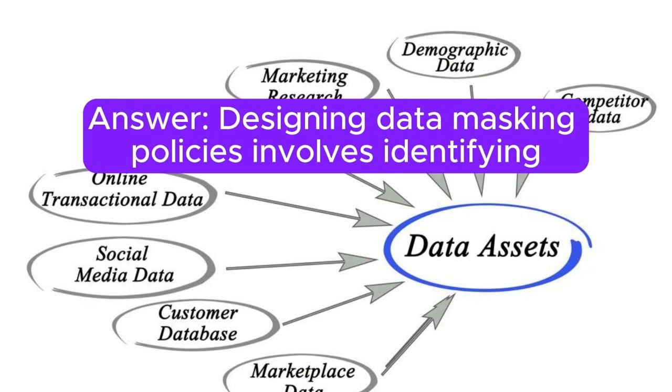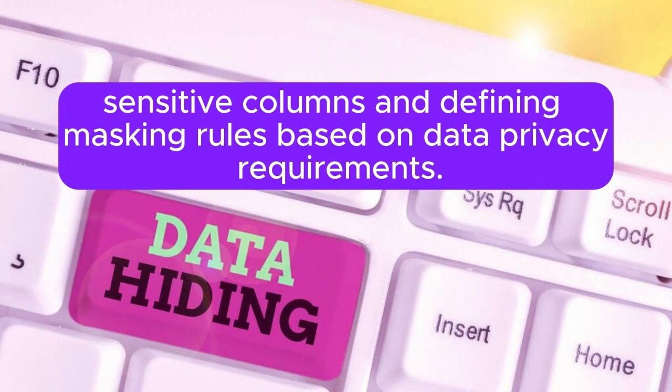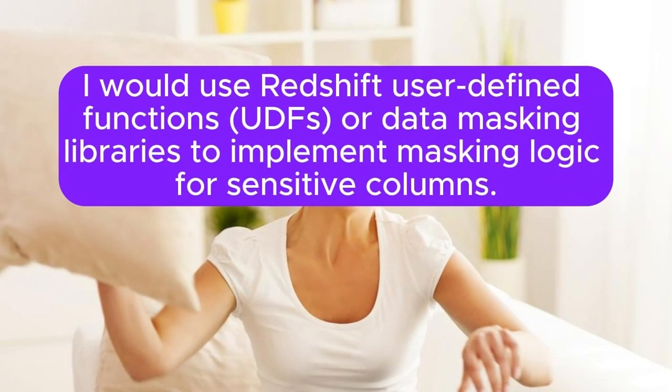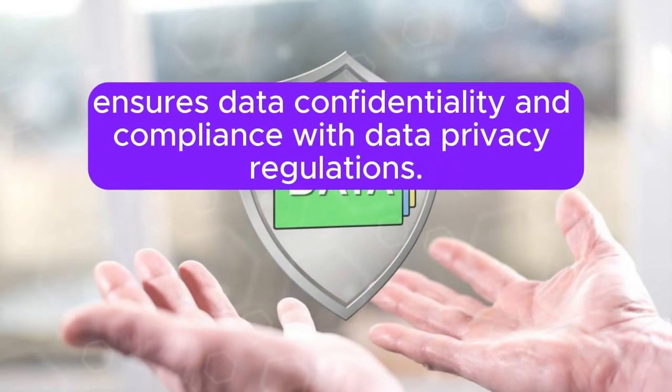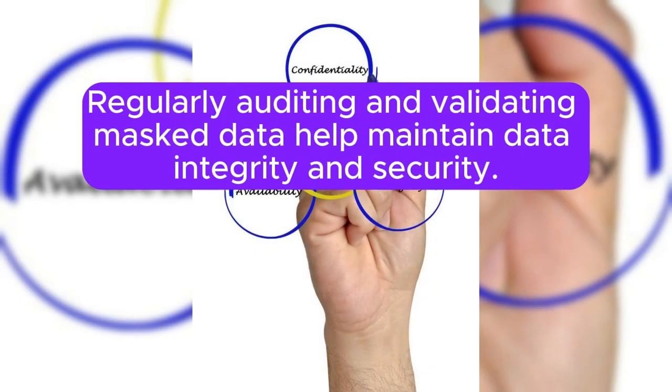Answer: designing data masking policies involves identifying sensitive columns and defining masking rules based on data privacy requirements. I would use Redshift user-defined functions, UDFs, or data masking libraries to implement masking logic for sensitive columns. Applying masking policies during data ingestion or through ETL pipelines ensures data confidentiality and compliance with data privacy regulations. Regularly auditing and validating masked data help maintain data integrity and security.